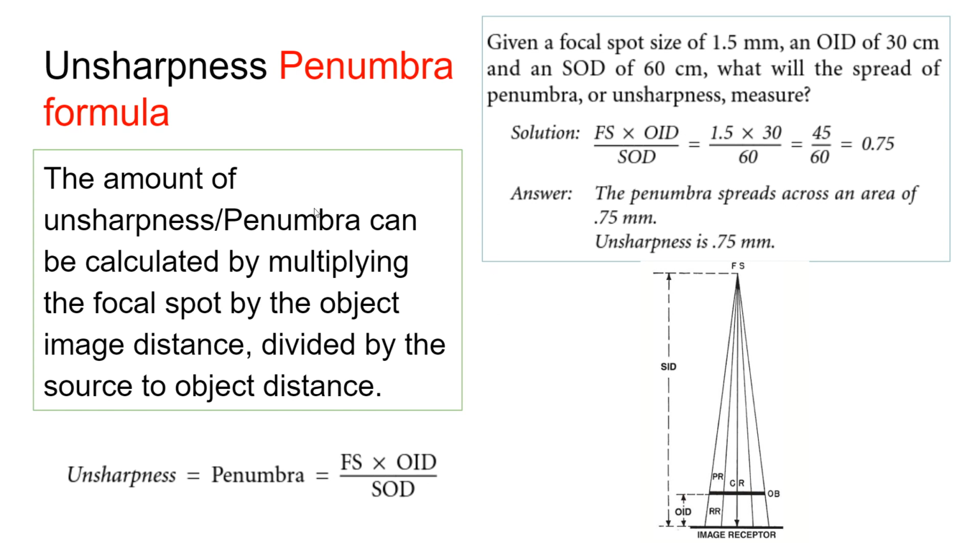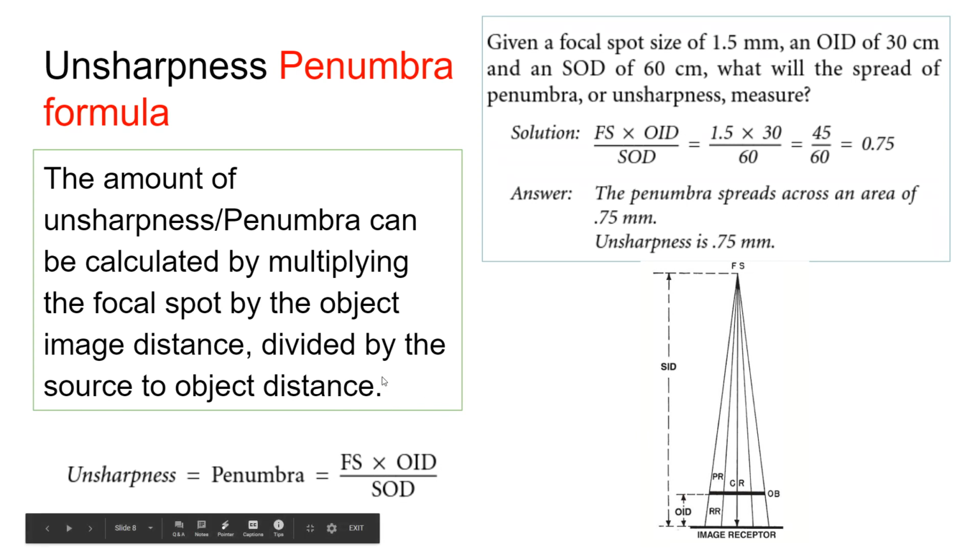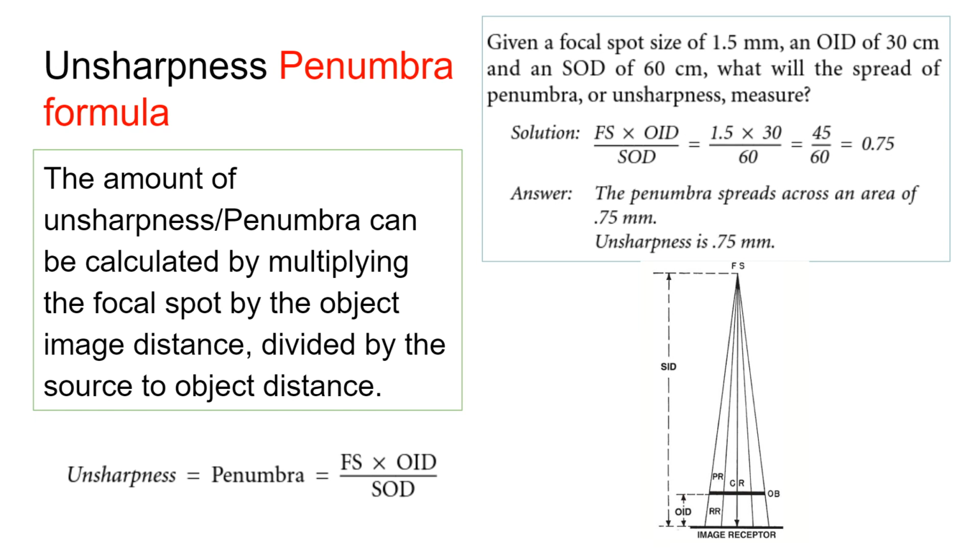So this is the amount of unsharpness, penumbra. We said it can be calculated by using the focal spot multiplied by the OID divided by the SOD. It's focal spot times OID over SOD. The problem is the formulas all use these terms, not all of them, the other one doesn't use focal spot, but a lot of them have the same terms with SID in it and SOD, and it can get really confusing. Letting you know in advance.